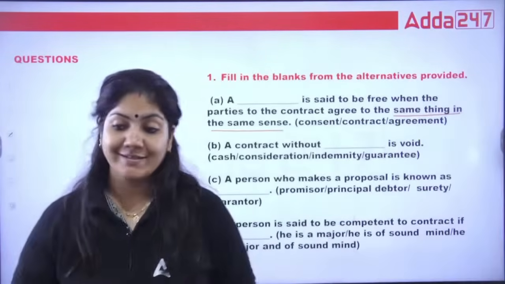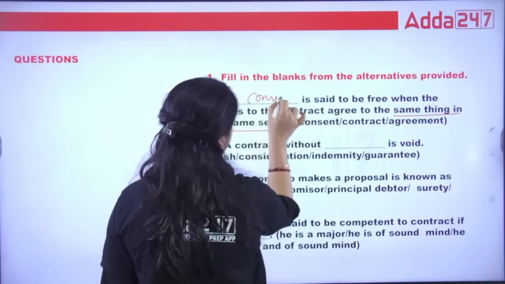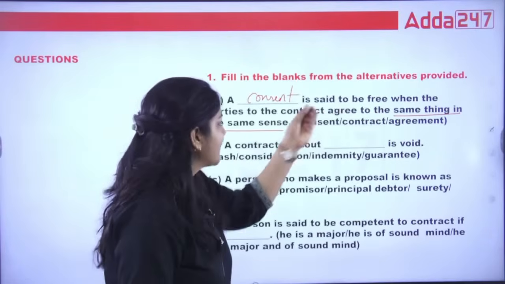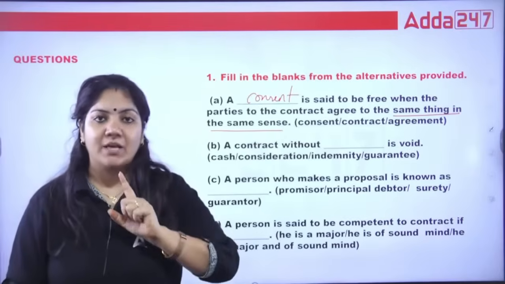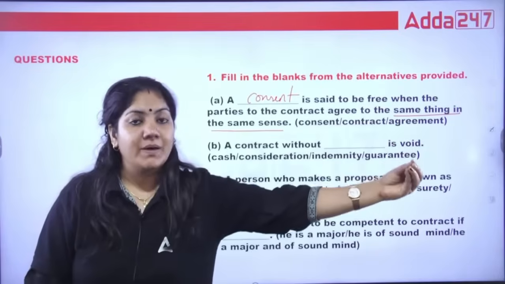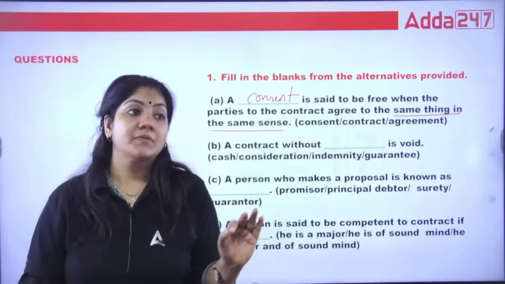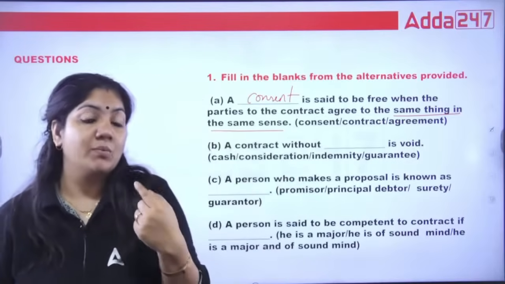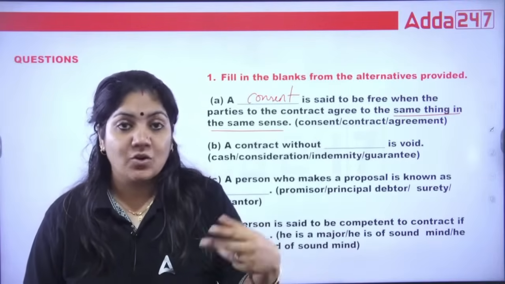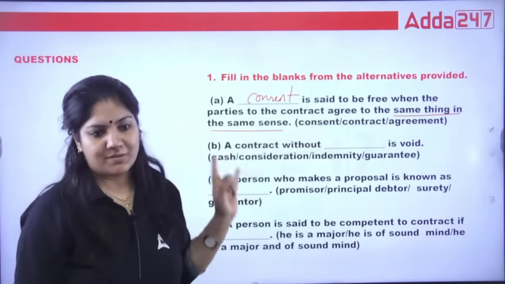So, class, as you can easily see, a consent is said to be free when the parties to the contract agree to the same thing in the same sense. It means if Nikita ma'am wants to sell her red car, the opposite party also wants to purchase Nikita ma'am's red car. So same thing in the same sense. Suppose the opposite party thinks of a blue car and I am thinking of a red car, so this is not the same thing in the same sense. So that's why this cannot be a contract. So for the contract, the parties should agree on the same thing in the same sense.